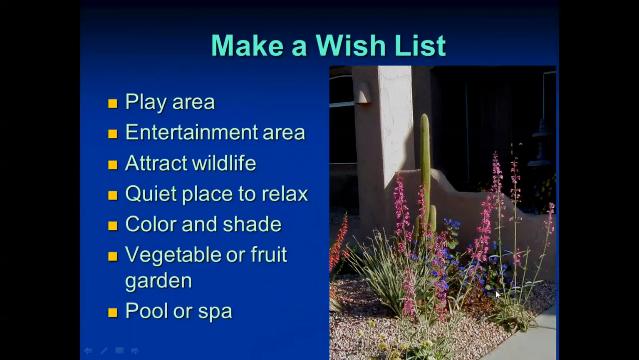So, making a wish list: just sit down when you have some time and think about all the things that you would like to have, and don't limit yourself. Just put them all down, because you can always put something off till later as your budget or your time allows. But in the beginning, just go for it. Make a fantasy list of everything you want in your landscape, which might include some of these: play areas, entertainment areas, whether you like to attract wildlife, or maybe you just need a quiet place to relax. We talked a little bit about color, but maybe you want to add more. Maybe you want to grow your own vegetables or fruits. Or maybe you want to put in that spa or pool that you've always wanted.